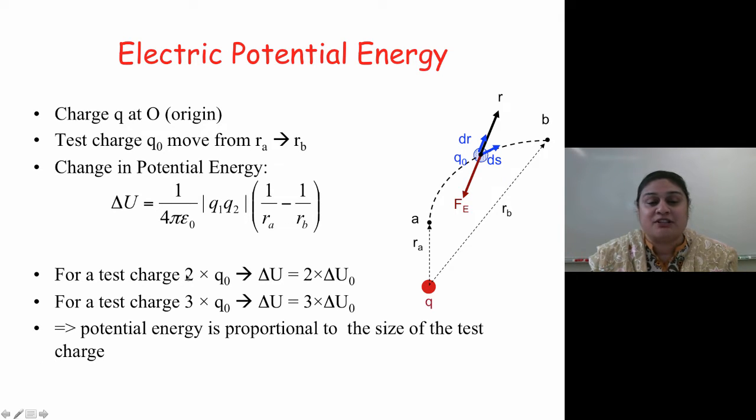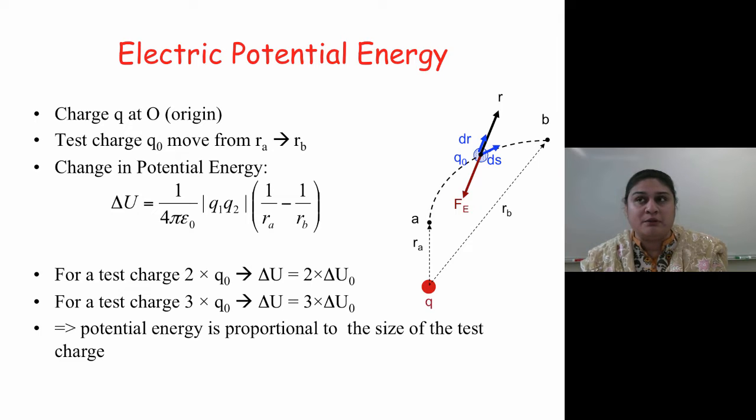So for a test charge which is 2 times Q naught, the change in electrical potential energy will be 2 times delta U naught. For a test charge that has a charge 3 times Q naught, the change in potential energy will be 3 times delta U. So potential energy is directly proportional to the size of the test charge. As the test charge increases, the electrical potential energy increases.